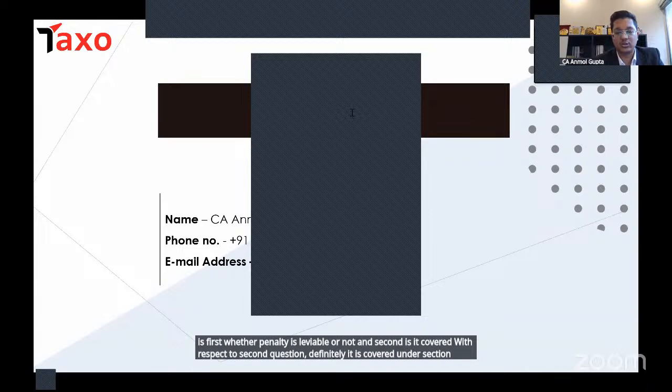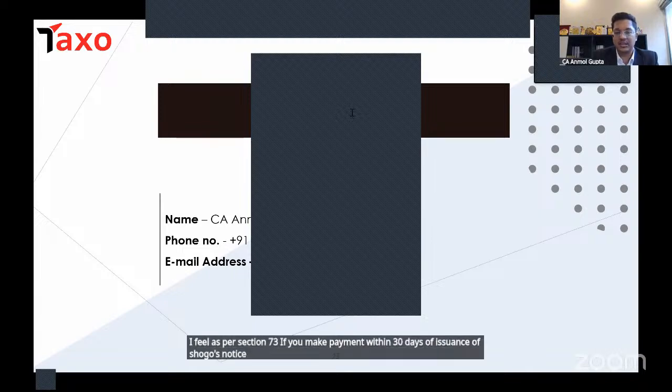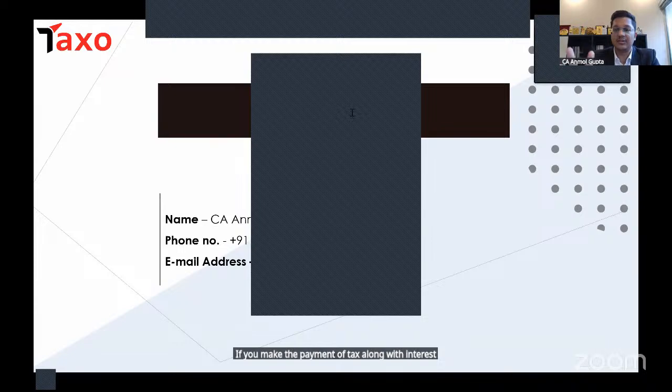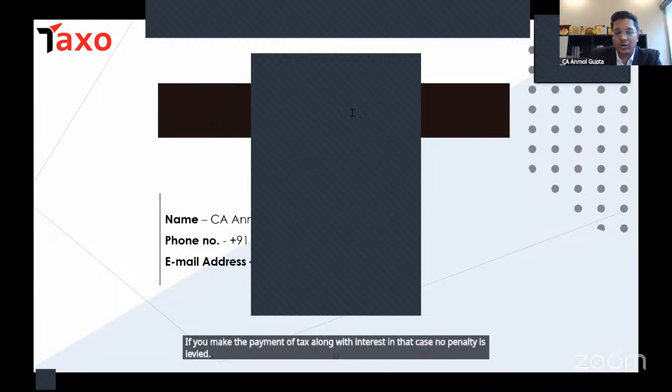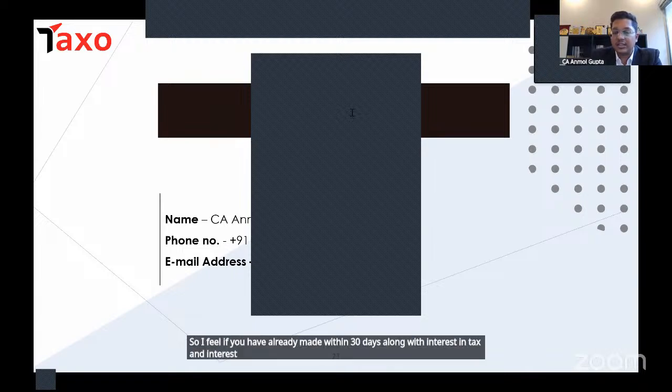With respect to the first question, whether penalty is leviable, I feel as per Section 73, if you make payment within 30 days of issuance of show cause notice, no penalty is levied. If you make the payment of tax along with interest, in that case, no penalty is levied. So if you have already paid tax and interest within 30 days, penalty will not be there. Even if there is any penalty, you can very well avail the benefit under Section 128A.